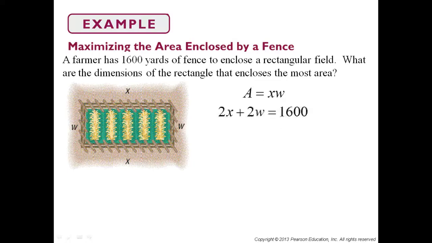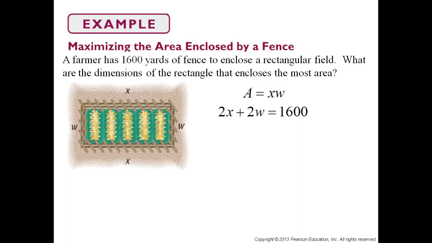Okay. That would be 2 times the length plus 2 times the width equals 1,600. That's the perimeter formula. That's where that comes from. Okay, perimeter of a rectangle. Now, to maximize this, we need to use just one variable, either X or W. It does not matter which one you pick to use. I'm going to use X, I believe.